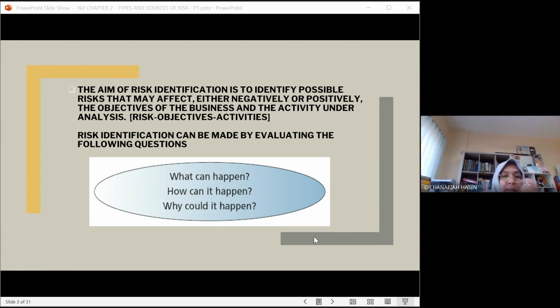And to answer why could this happen, this question aims to identify the root causes and underlying conditions that might have contributed to the occurrence. In the second one, how can it happen covers the factors that lead to the risk, and here the root causes are the main triggers of the risk. Once you have identified that, you can understand it better and take proactive measures to prevent similar events from happening in the future.